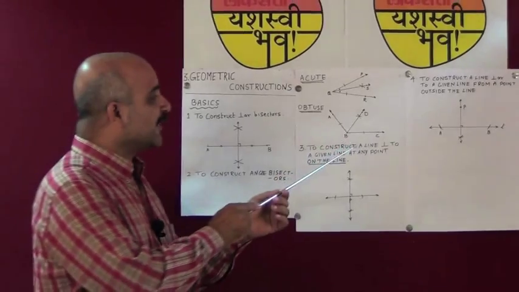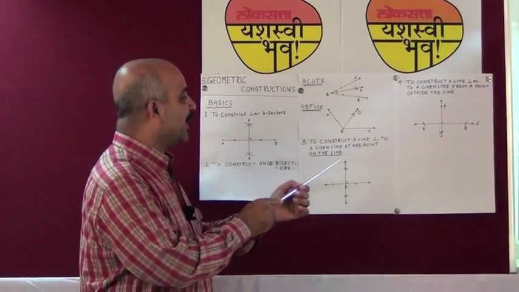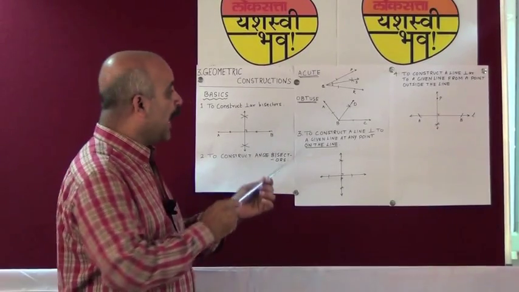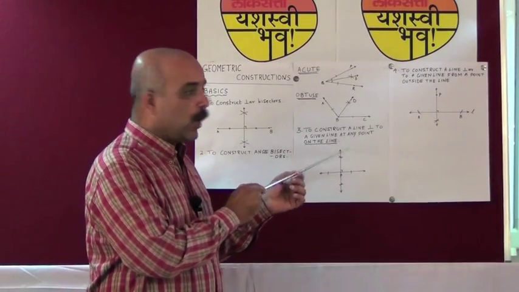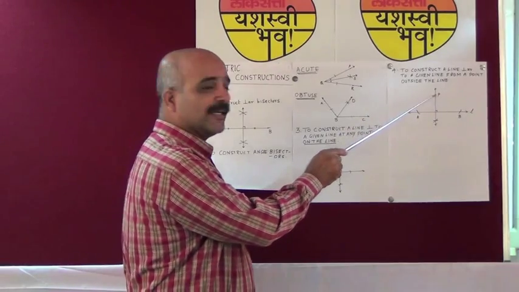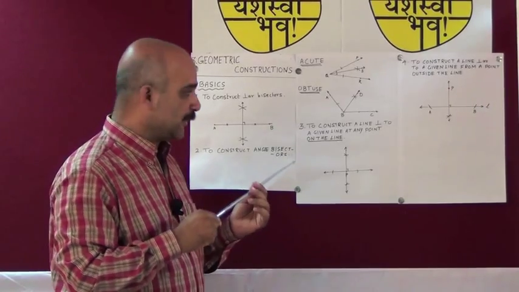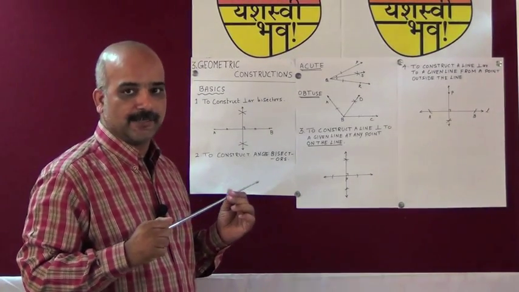Third is to construct a line perpendicular to a given line at any point on the line. Now there are two types here. Either the point is on the line or the point is outside the given line. In both the cases, the type of construction changes, which you already did in 9th standard.